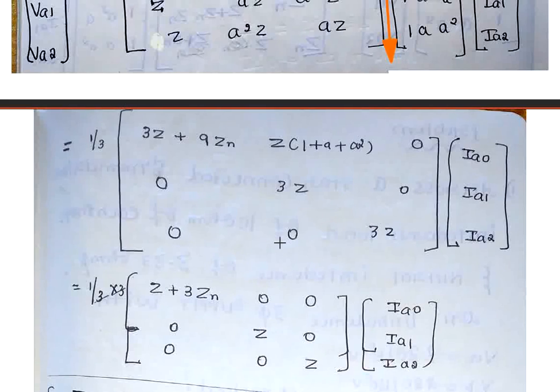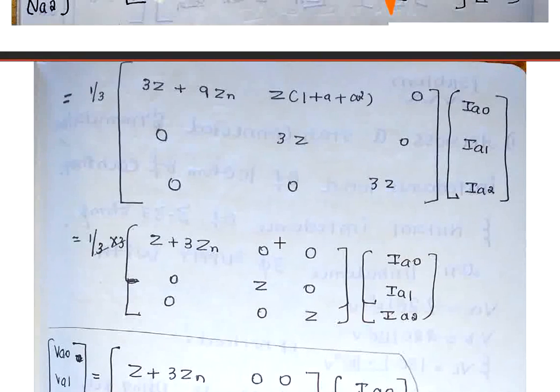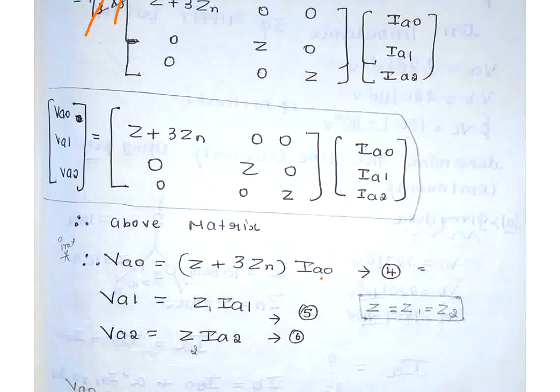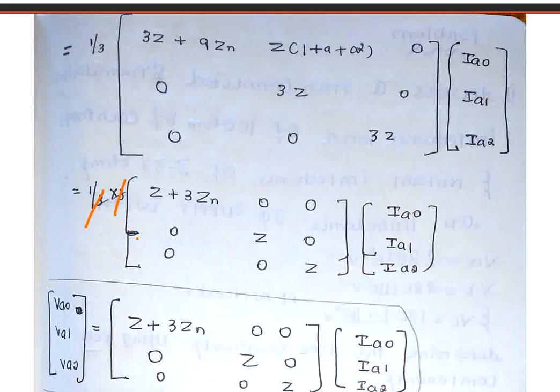Any doubt? Once you get the simplification, you need to take 3 as common, so this 3 and this 3 will get cancelled. You will get Z plus 3Zn, Z, Z as the diagonal elements, and the upper and lower elements will be 0. Here I keep IA0, IA1, IA2 like this. Now what will the above matrix become? VA0 becomes, can anybody tell? VA0 is?